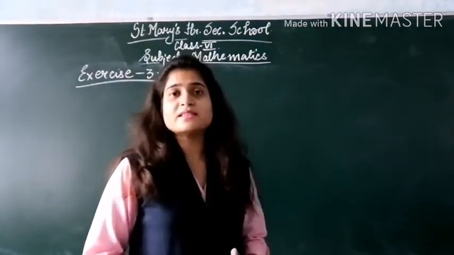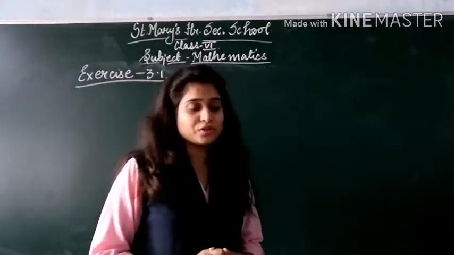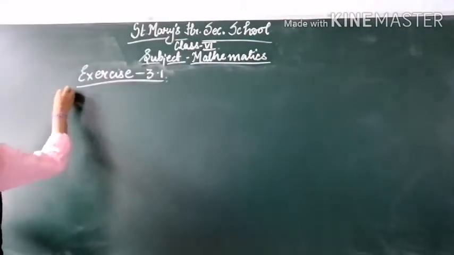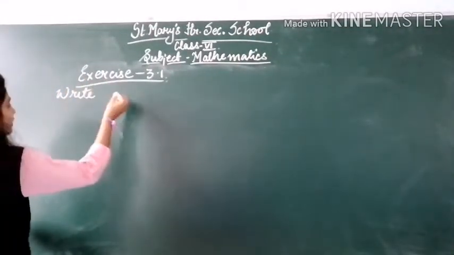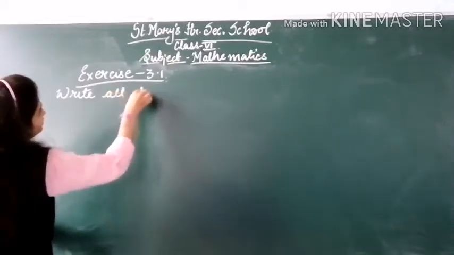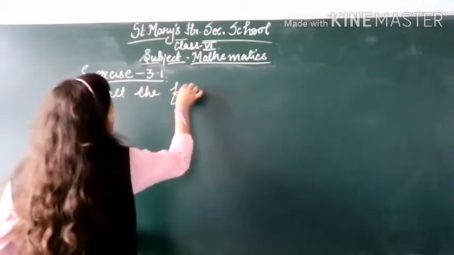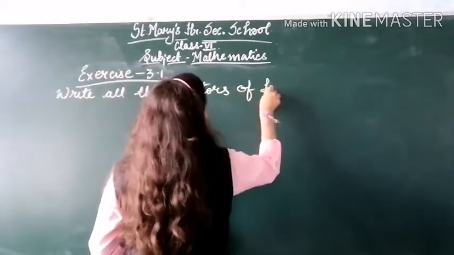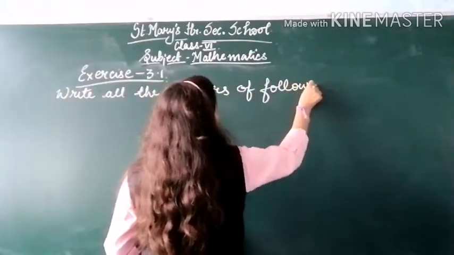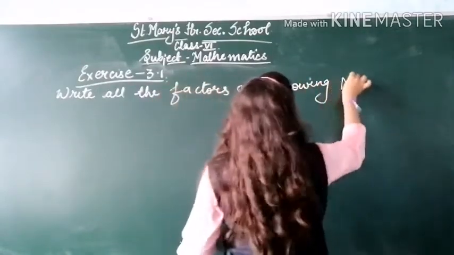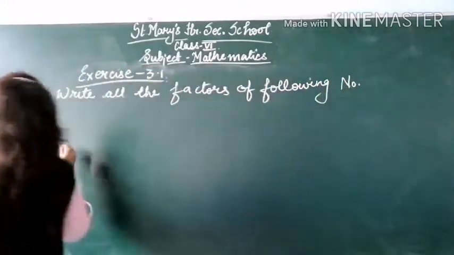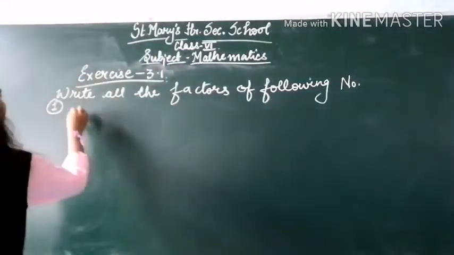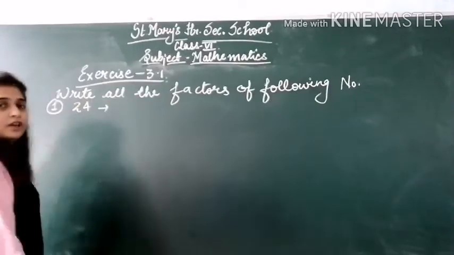Let us begin our exercise 3.1. First question is, write all the factors of the following numbers. What we have to write? We have to write the factors of the following number. First number is 24. What are the factors of 24?